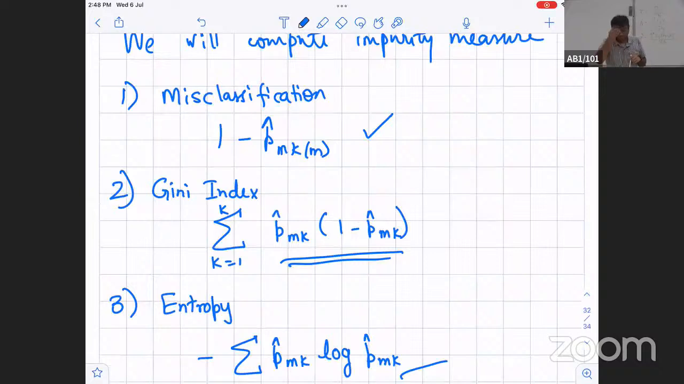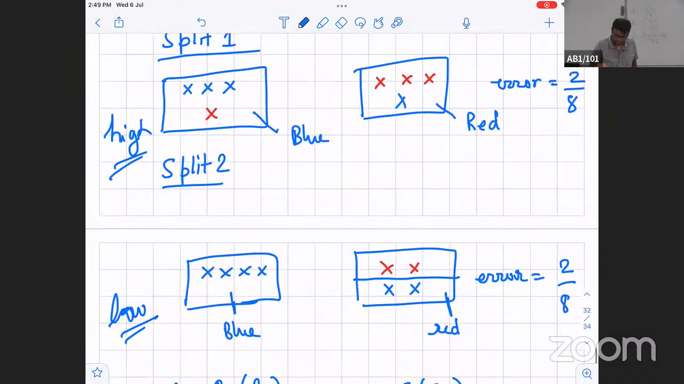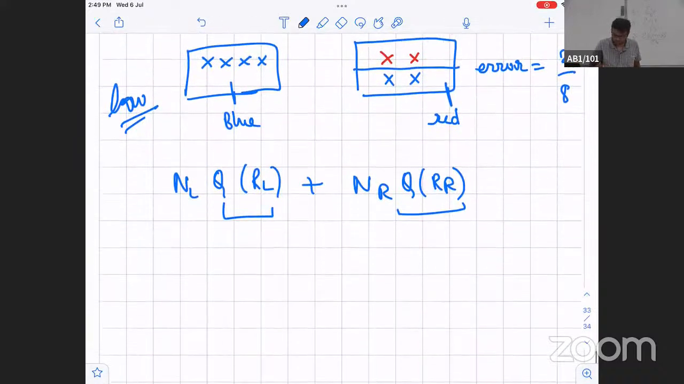Okay, so if you look at this, you are summing over all the different k possible values. Ideally you would want regions where PMK is either 0 or 1. Because if PMK is 0, then this term will be 0, and if PMK is 1, then this term will be 0. So you want to minimize that. You want regions which are of this form, the split 2. It tries to pick regions of split 2 form.